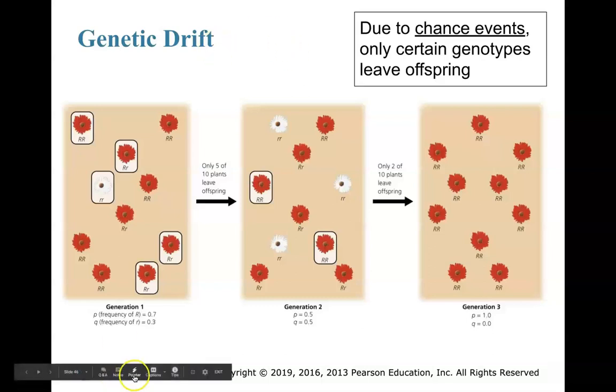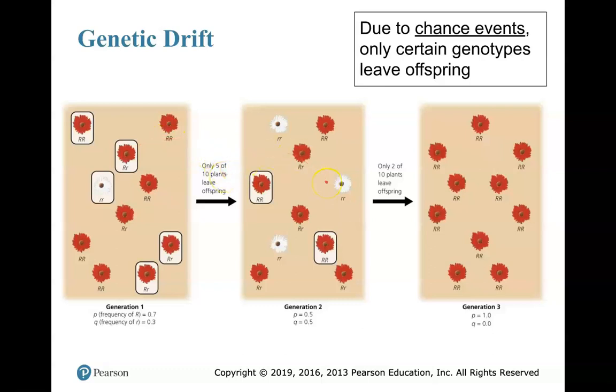Here, get my pointer. I have the same flower population that we covered. I have the red flowers, homozygous dominant. I have white flowers, homozygous recessive. I even have some heterozygotes here that are also going to be red with that dominant R allele for the red color. Okay, and here I actually have 5 plants that I've boxed, and because of chance, completely by chance and for no other reason, those were chosen to move on and leave offspring.